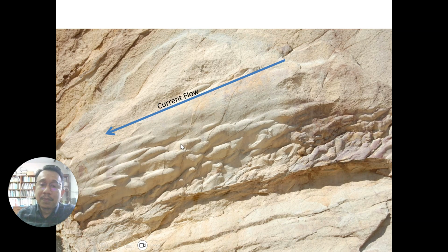So remember, the tapering part is up current. Sorry, I'm always getting that confused. And the widening part of the flute cast is down current, right? So in this case, the flow was moving from the right to the left. Okay.